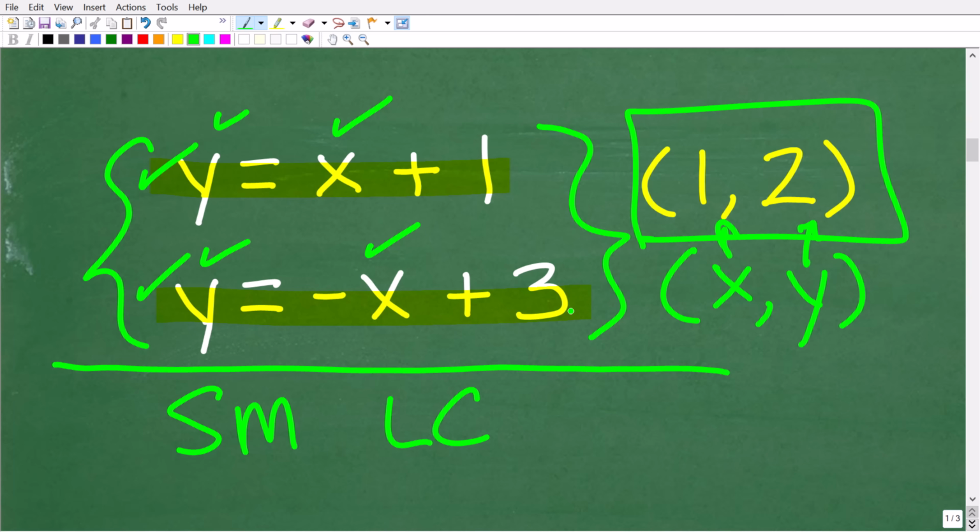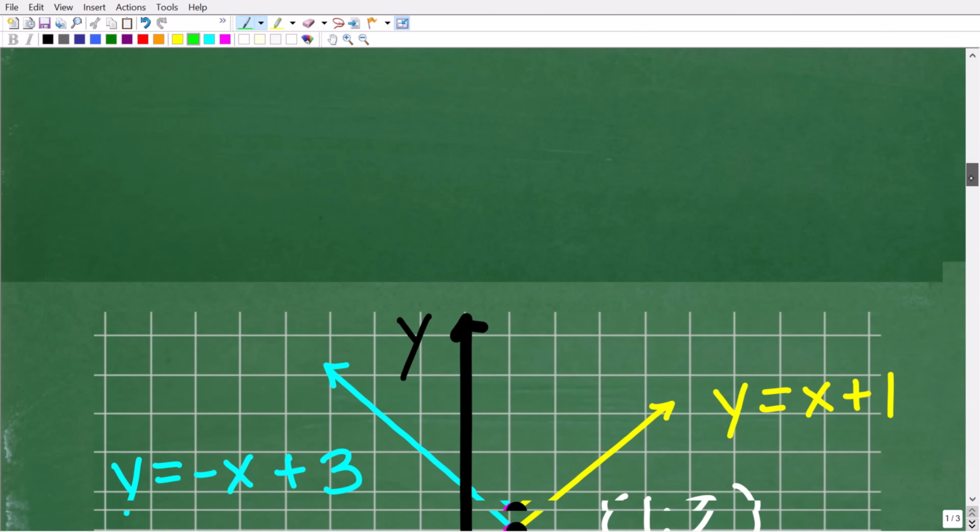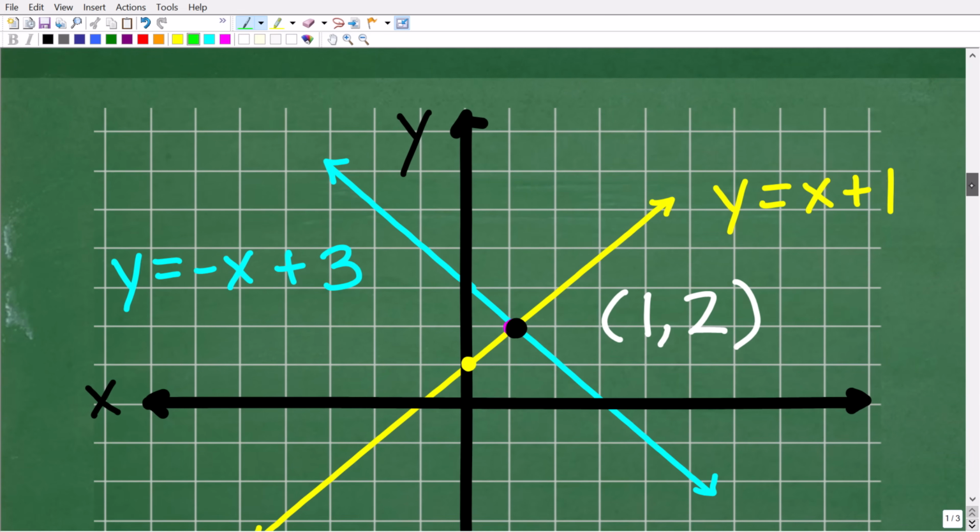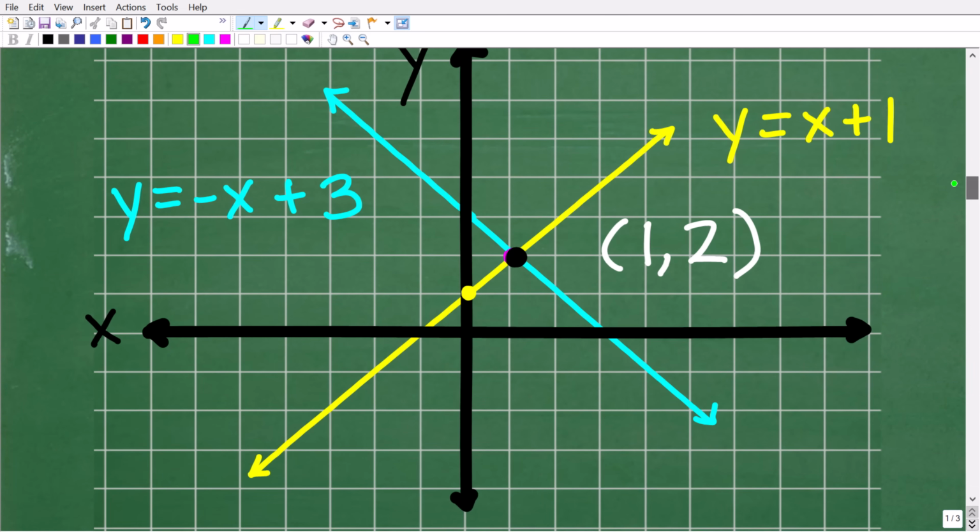Well, basically all we need to do is graph both of these equations on the xy plane very carefully and look for the point of intersection. All right, now when we do this, you want to use graph paper. So here is a basic sketch of what's going on.